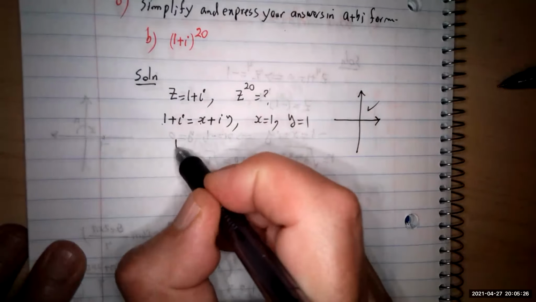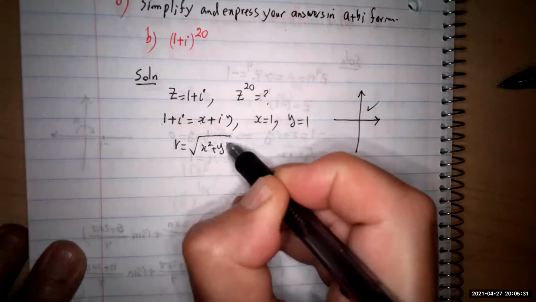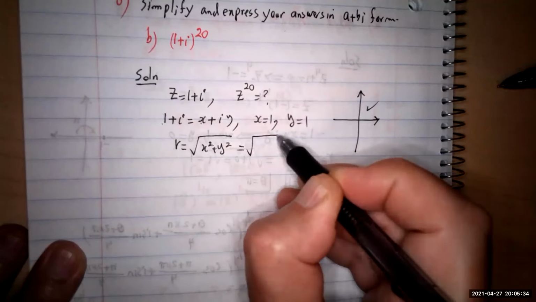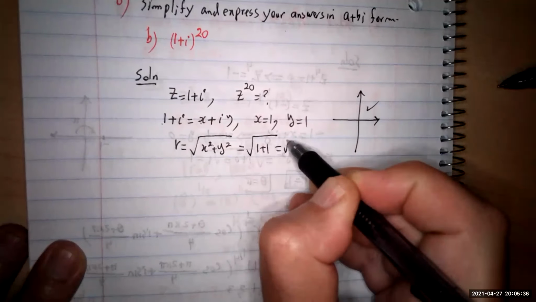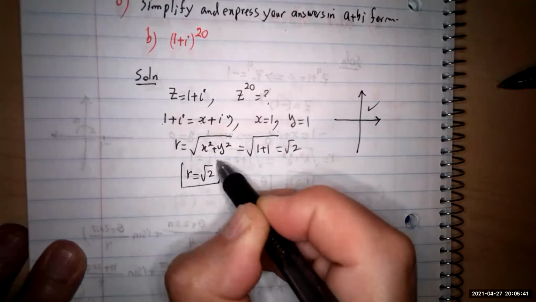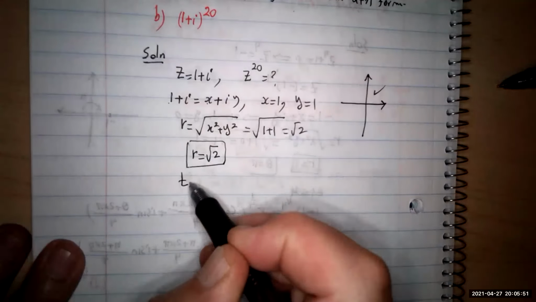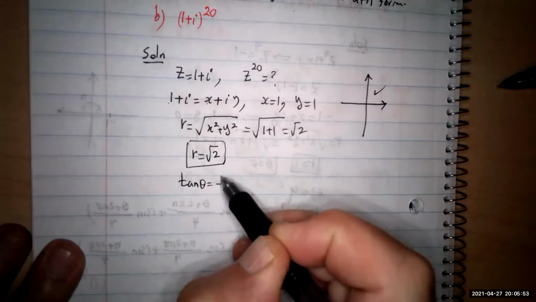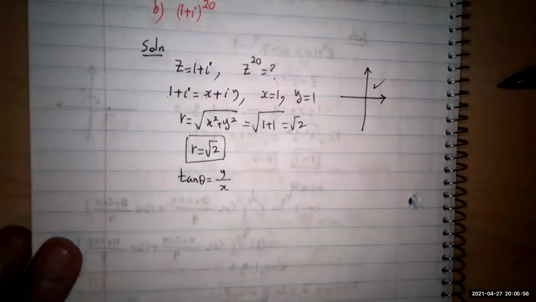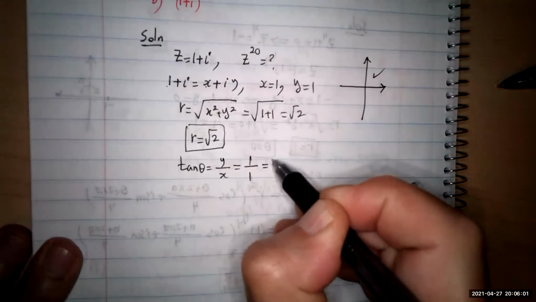That's it. We check the r. r is going to be the square root of x squared plus y squared, which is radical 1 plus 1, which is radical 2. So r is equal to radical 2. We have to find the theta. The tangent of theta is going to be y over x, and over here it is 1 over 1, which is equal to 1.